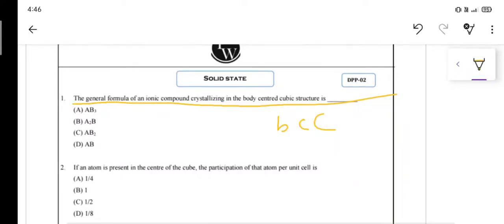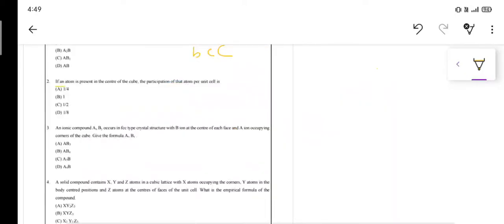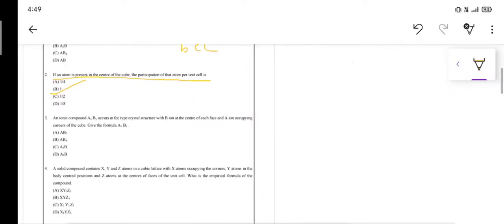I paused my recording. Okay, let's do the next question. If an atom is present in the center of the cube, the participation of the atom is 1 because it is at the center, so 2B may be the answer.